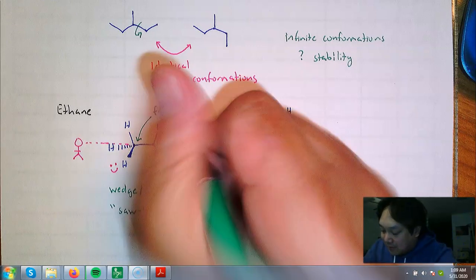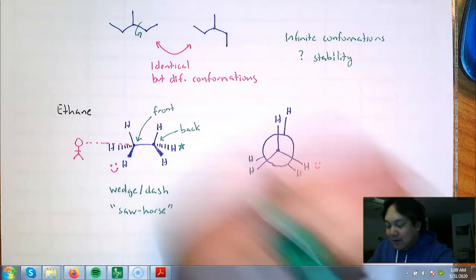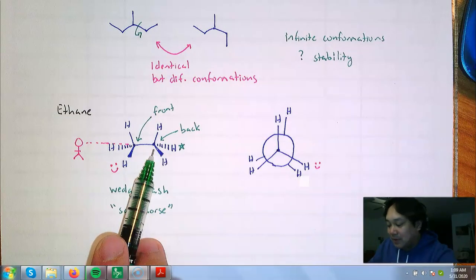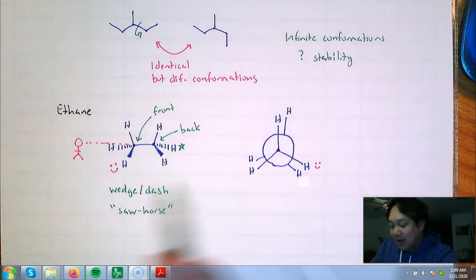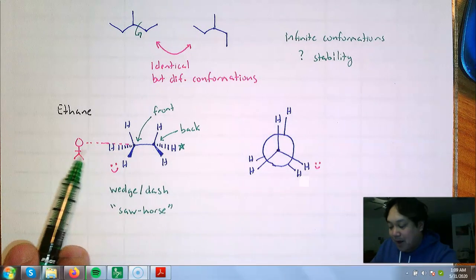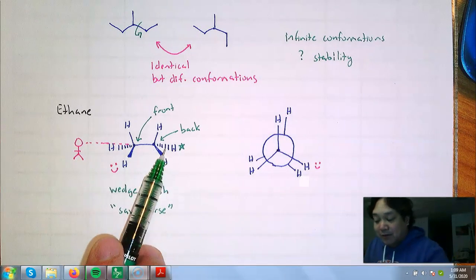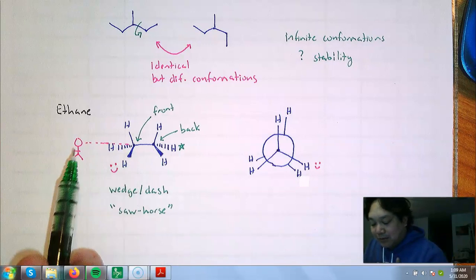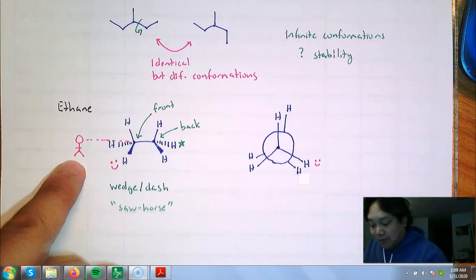Okay. Let's try another one. Let's try putting a star here. Back carbon. So it has to be one of these hydrogens attached to the back carbon. And as this person looks down the bond, that hydrogen is away from our point of view, but it's to the left of their point of view.